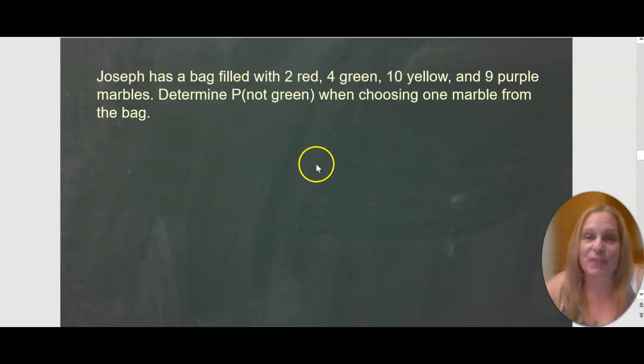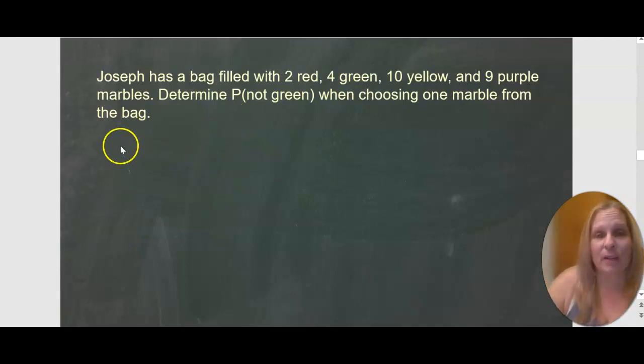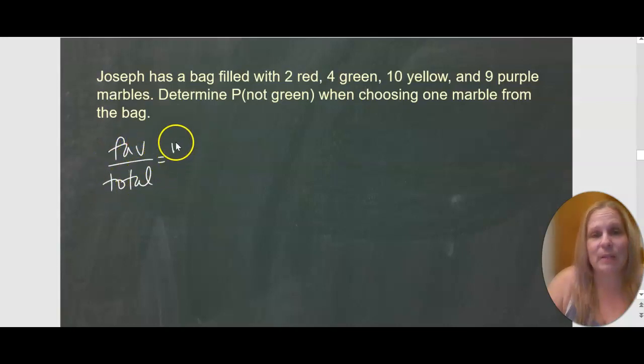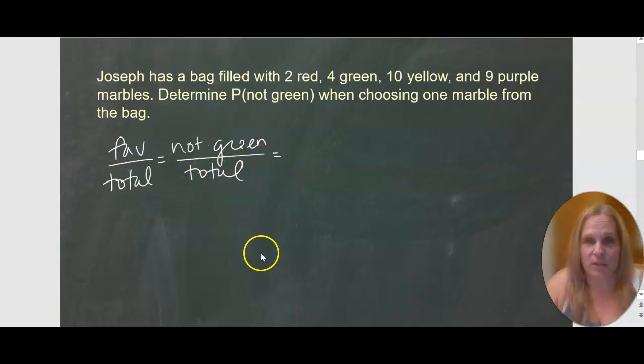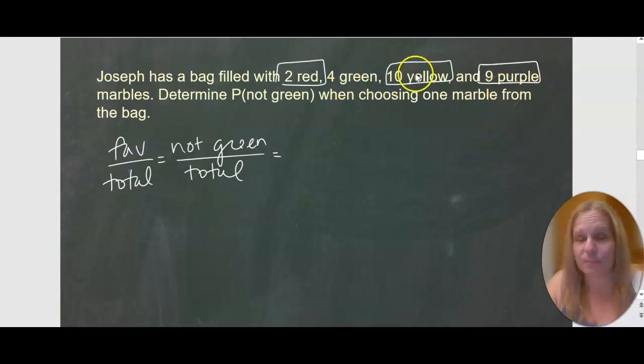Okay, Joseph has a bag filled with 2 red, 4 green, 10 yellow, and 9 purple marbles. Determine the probability of not green. Here we go again. Okay, so our favorable over our total is going to be not green over the total. Not green. Okay, so not green would be these 2, these 10, and these 9. When I add those together, 9 plus 2 is 11. 11 plus 10 is 21.